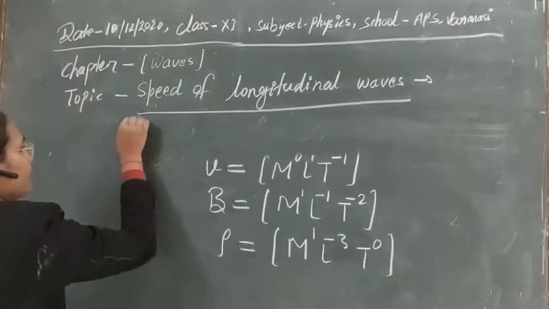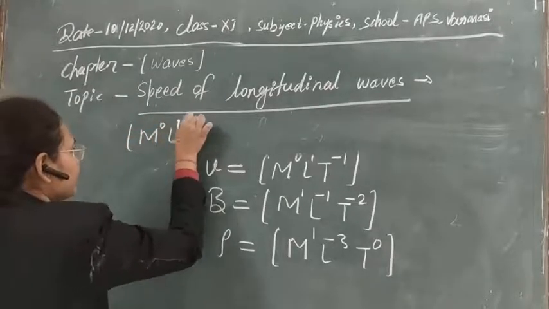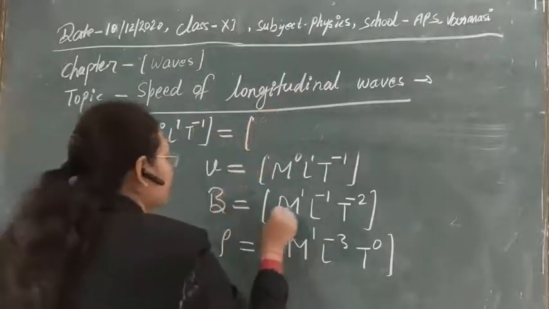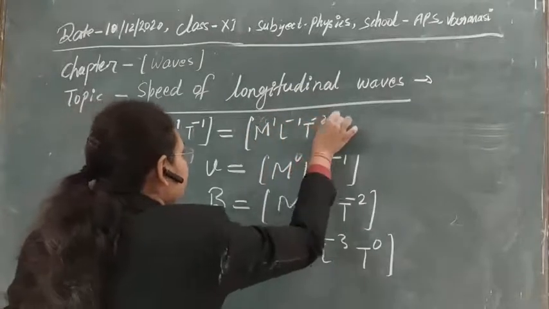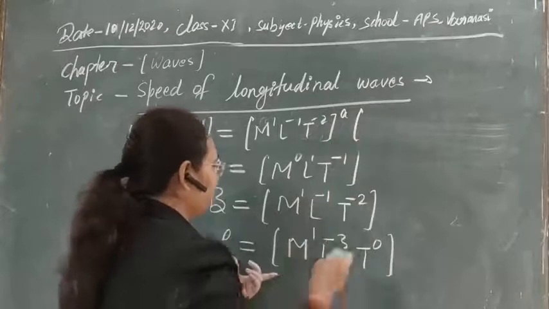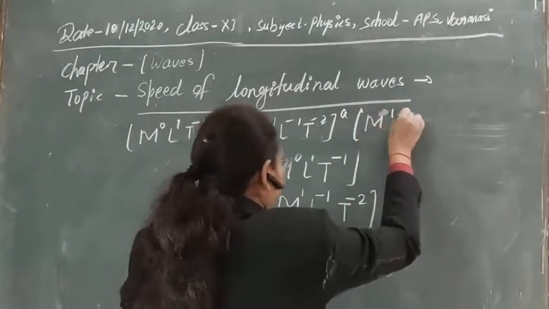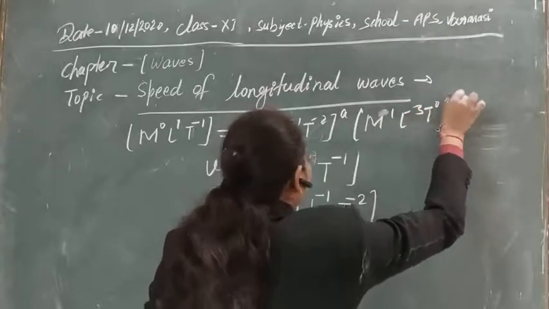So what is the formula for v? That is v equal to B^a rho^b. So write it as M^1 L^-1 T^-2 to the power a, and for rho that is M^1 L^-3 T^0 to the power b. Clear?